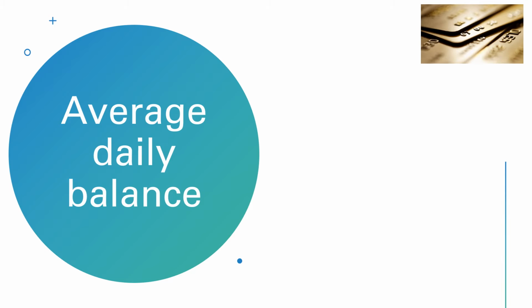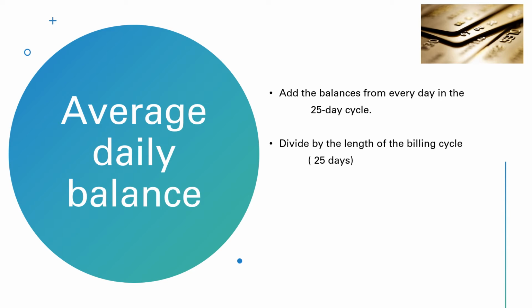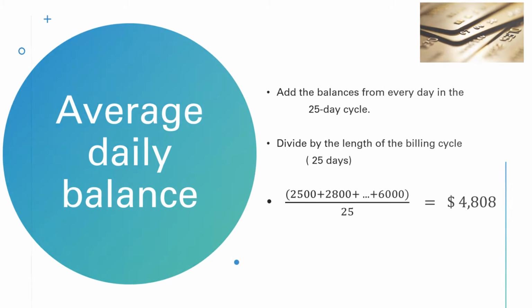Secondly, we have to find the average daily balance. In order to find the average daily balance, we have to add all the balances and divide by the total cycle period. Since the total cycle period in this example is 25, we have to divide that by 25. Adding everything and dividing by 25, we get 4,808, and that 4,808 will be the average daily balance.